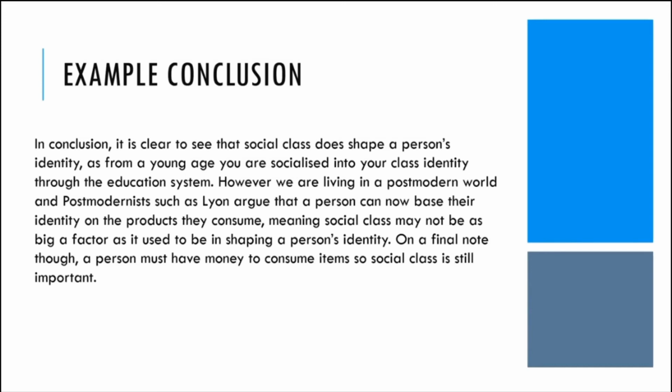However, the student cleverly finishes off by pointing out that we can't consume items if we don't have any money. And so in that respect, social class is still important because if we're in poverty, we can't shape our identity through consumption. Okay, so I hope this has given you an idea of how to structure the 20-mark question for Component 1, Section A of the A-Level OCR Sociology exam.